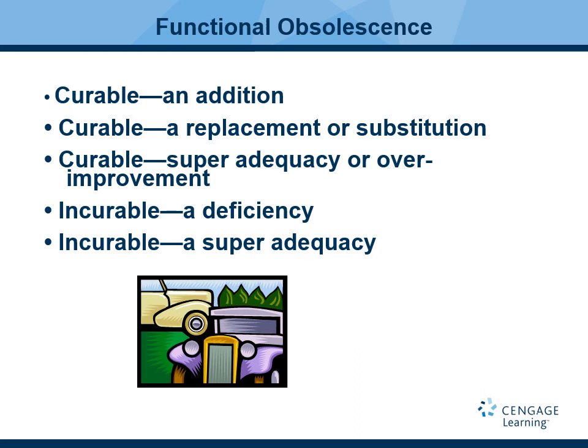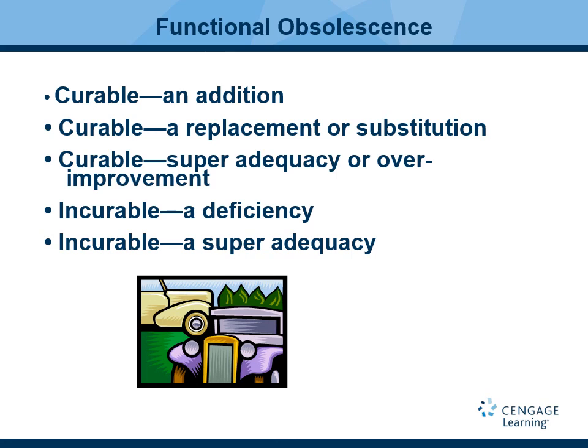And so that's an example of curable functional obsolescence because you can take out those commercial grade appliances and you can replace them with something that is standard and no one's even going to know the difference, right? So you could replace a super adequacy, something that's sort of above and beyond, with something that is standard, and you're good to go. Now we also have incurable, which would be a deficiency in the property.